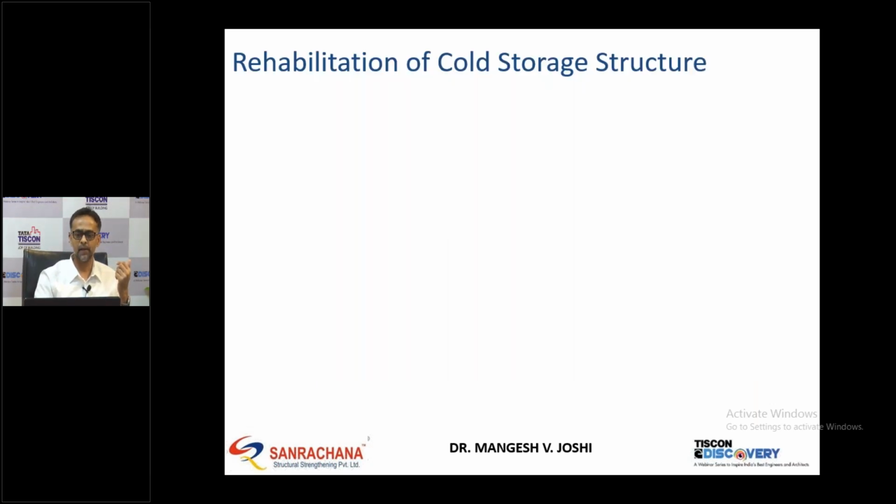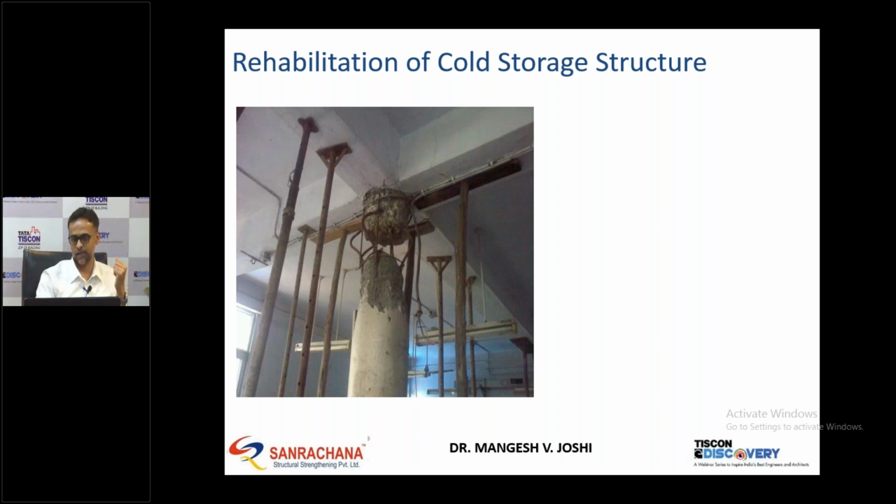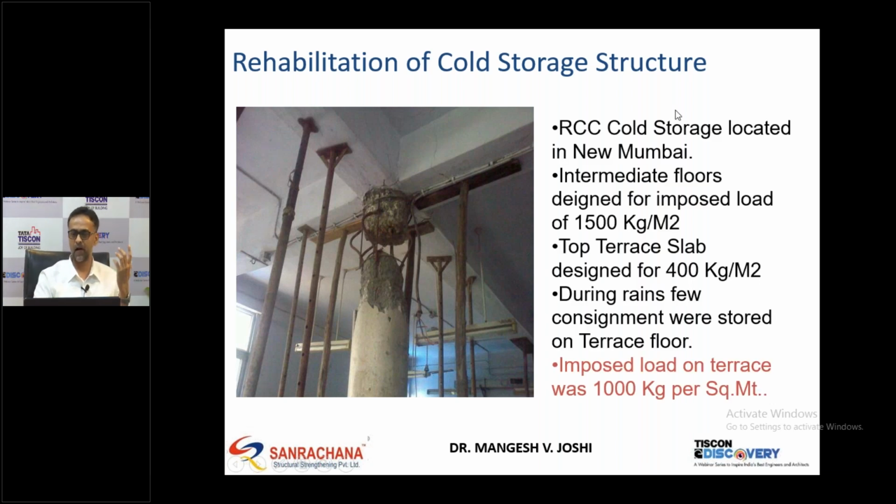Then there is a case study of this cold storage structure. You can see this type of damage. Again, here you can see steel is buckled. So what was the reason? This is a typical RCC cold storage structure located in New Bombay. All the intermediate floors were designed for higher loads like 1500 kg. But the terrace was not designed for higher load. The terrace was designed only for 400 kg per square meter load.